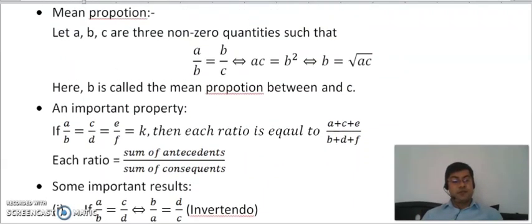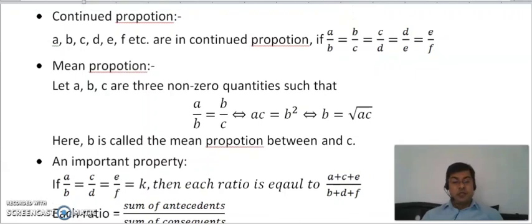Before that we have seen mean proportion. If A, B and C are three non-zero quantities such that A by B is equal to B by C, then B square is equal to AC. That will imply B is equal to square root of AC. Here B is called the mean proportion between A and C.